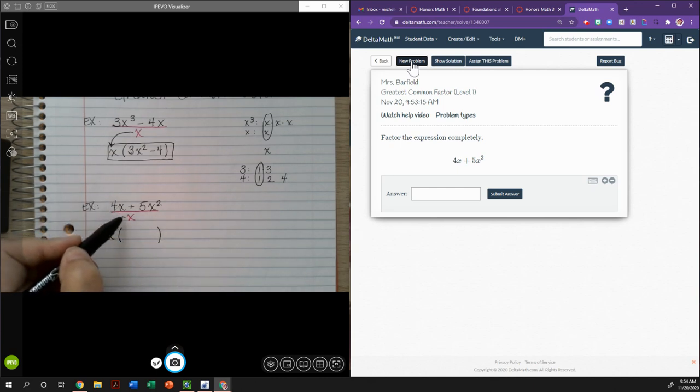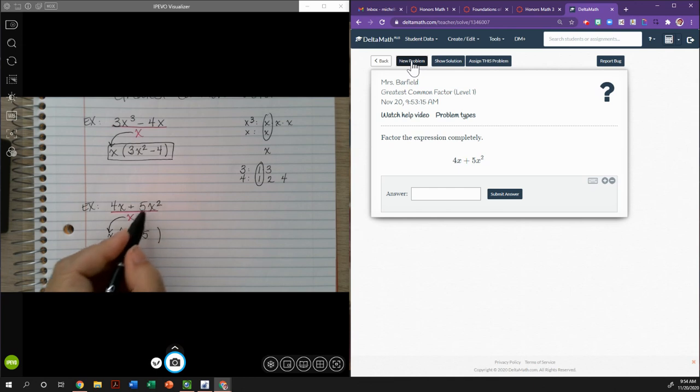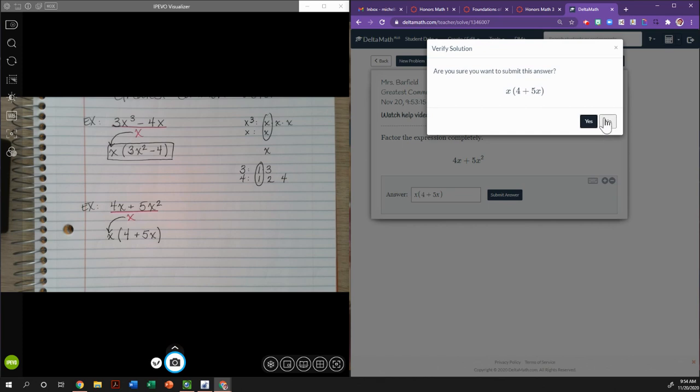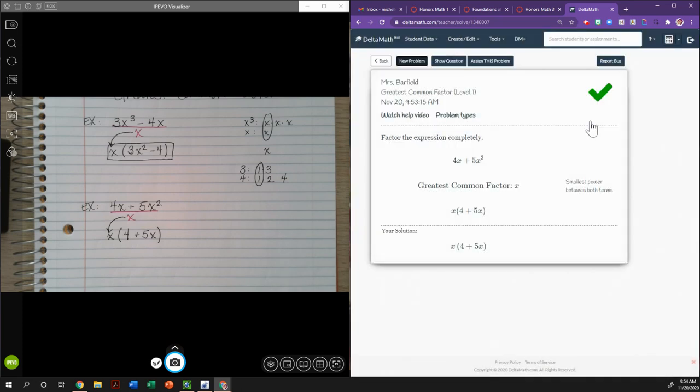So 4 divided by 1 is 4. 1 minus 1 on the exponents is 0, so I don't write anything down. 5 divided by 1 is positive 5. And then 2 minus 1 is 1, so I write x. And again, it should look like I have reversed my distributive property. So I have x, parentheses, 4 plus 5x, close my parentheses, submit my answer. I have my green check. All right, I will come back in additional videos, but this is how you start greatest common factor level 1.